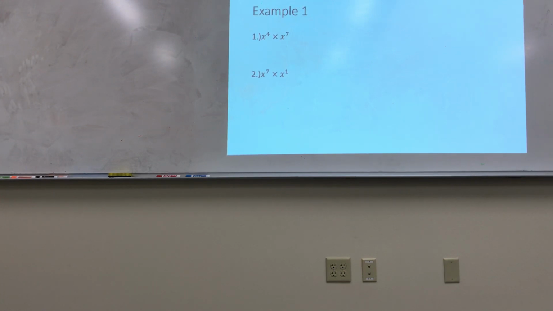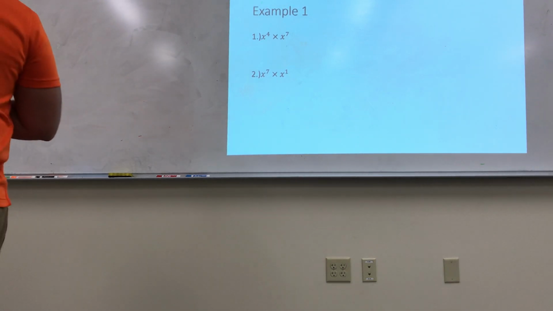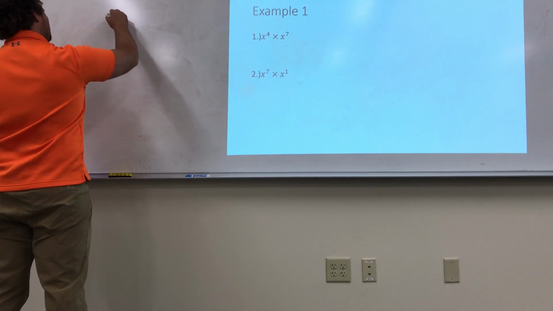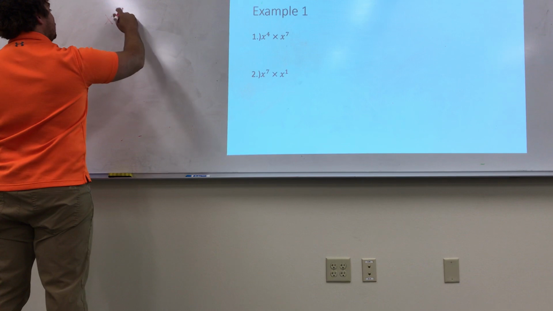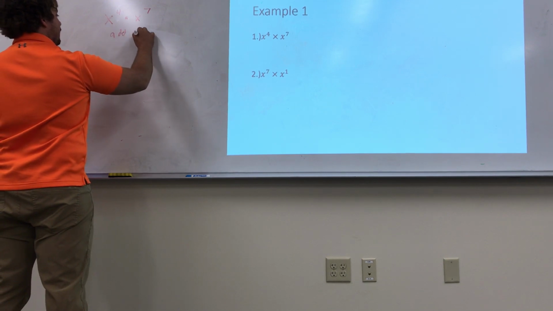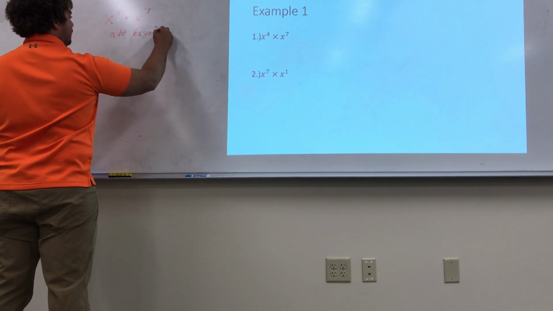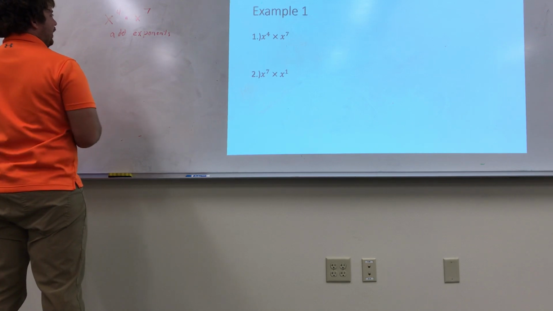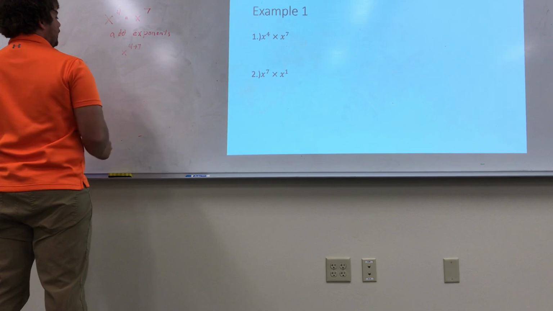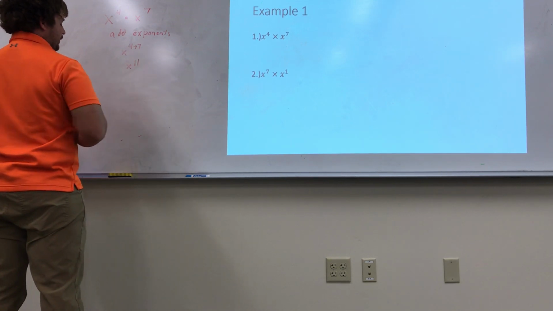Okay, example 1 here. We have x to the 4th times x to the 7th. When we are multiplying bases, we add exponents. So we are going to add exponents. This time we would have x to the 4th plus 7, so we have x to the 11th.